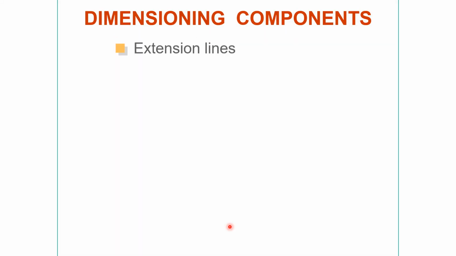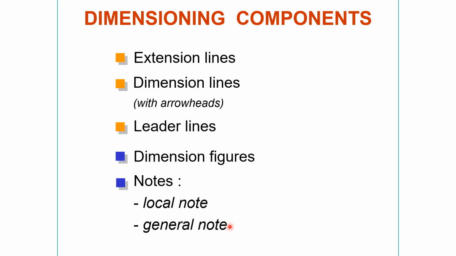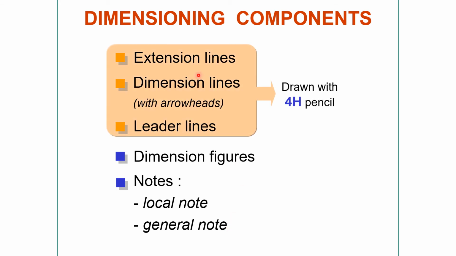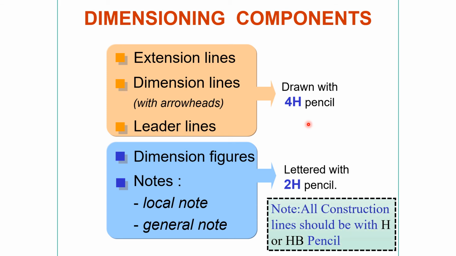Dimensioning components: extension line, dimension lines, leader lines, dimension figures, notes, local note, general note. These lines will be drawn with the 4H pencil on the drawing, and these are with the 2H pencil. Note: all construction lines should be with H or HB, meaning all the visible lines should be darker and drawn with H or HB pencil.